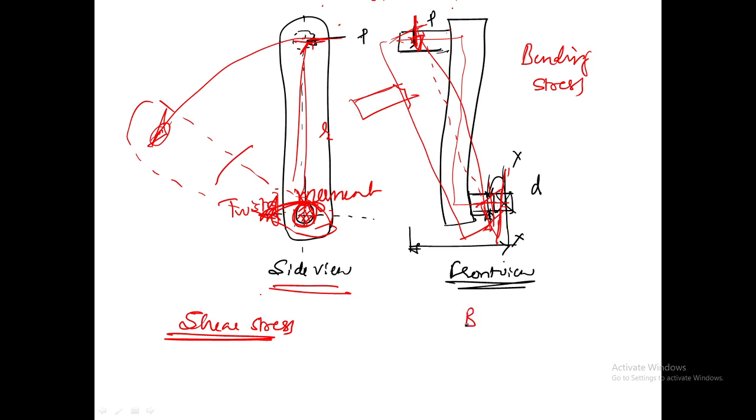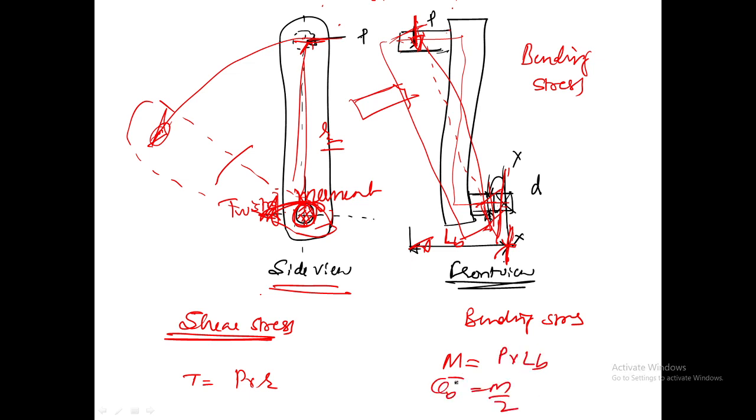Now in this case it is also subjected to bending stress. How to get the bending stress here? This is the support, and we have a distance LB here. This is R. Now we need to find T here. T equals P into R. Here you need to find M. M equals P into LB. Now sigma B equals M by Z, and tau equals T by ZP.